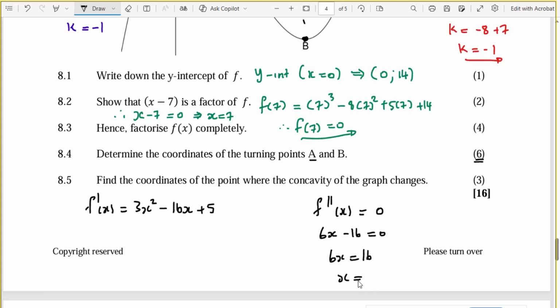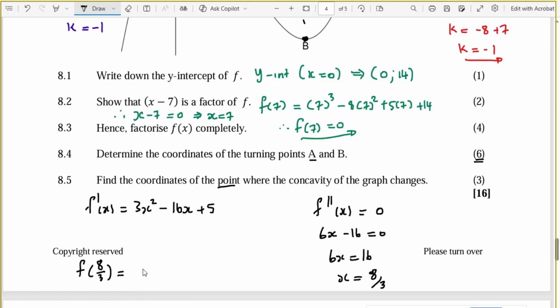That is equal to 8 over 3. Okay, so x is 8 over 3. The question said, find the point. We have the x, we need to find the corresponding y. We have to use the original equation to find the corresponding y value.